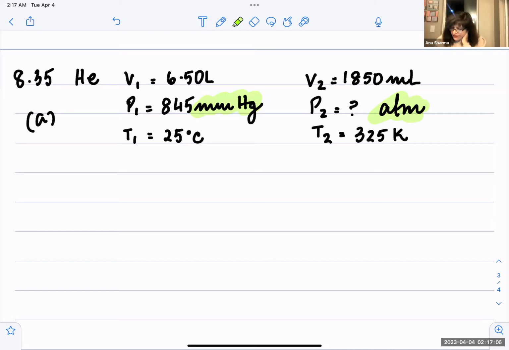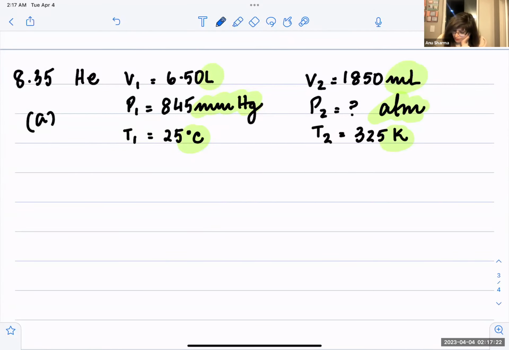Next thing, you're given degrees Celsius for temperature 1, and you're already given the Kelvin in another one. So that one we won't change. We need to change the degrees Celsius to Kelvin. Next, you're given liters here, and you're going to convert to milliliters. So let's do these conversions first.